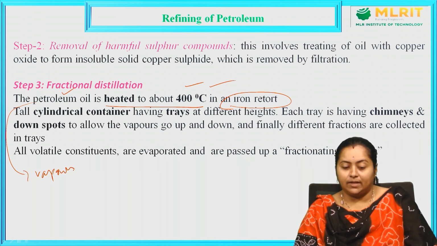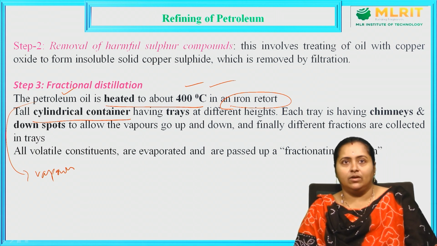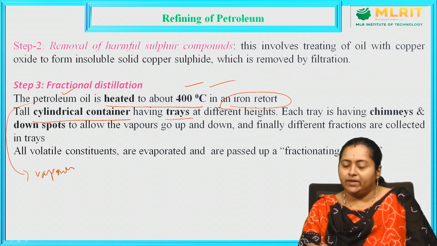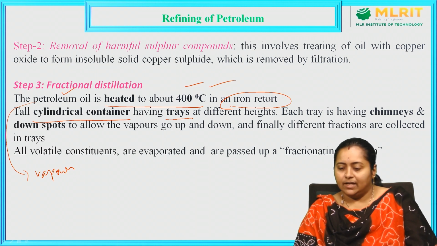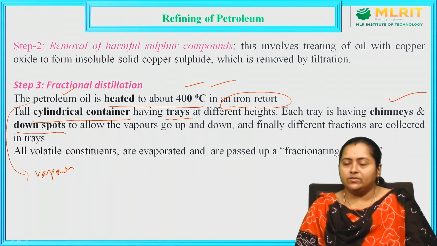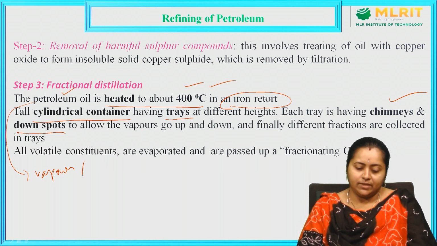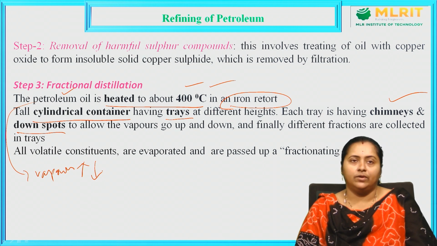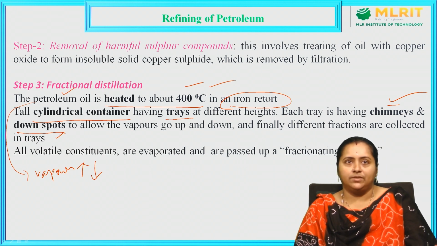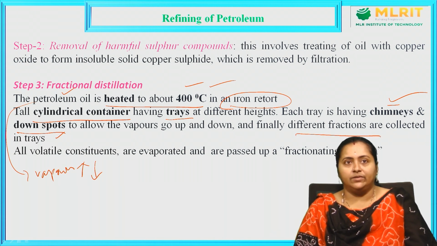Vapors of petroleum are then allowed to pass into a tall fractionating column, that is a cylindrical container. So that is the tall fractionating column. It is very tall in its height. It is provided with a number of trays at different heights, fixed, and each tray has one chimney and one downspout. So this chimney and downspout are able to make the vapors move up and down. So vapors will move in an upward direction and then a downward direction based on the requirement. So for that, chimneys and downspouts were provided to the trays. So this will allow the vapors to go up and down, and finally different fractions are collected in the trays.